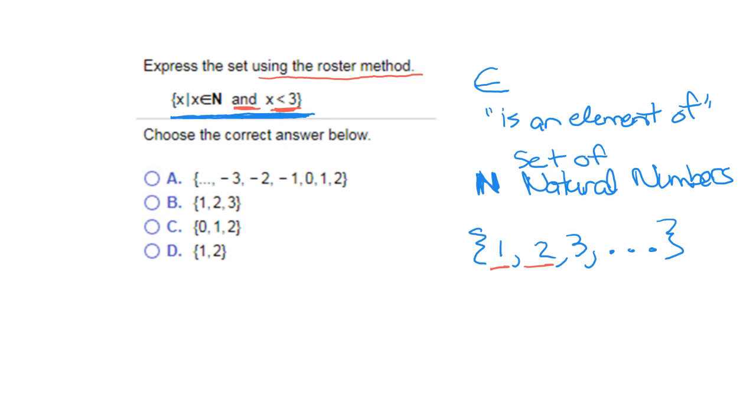So the answer for this one would be D, and it's the roster method with 1 and 2 listed. So it must satisfy both conditions. It's a natural number and it is less than 3.